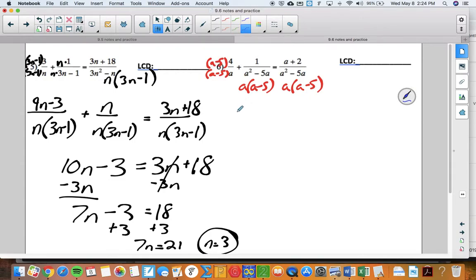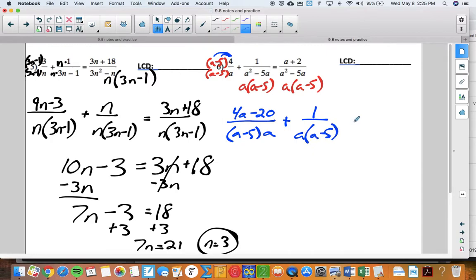So now on top, again, this a minus 5 is multiplying with both of those parts. They are multiplying with the 4, so I'm distributing the 4 in. So I get 4a minus 20 on top of a minus 5 times a. And it's almost kind of silly writing the denominator down because we know we have a common denominator now, but it's just good to do.